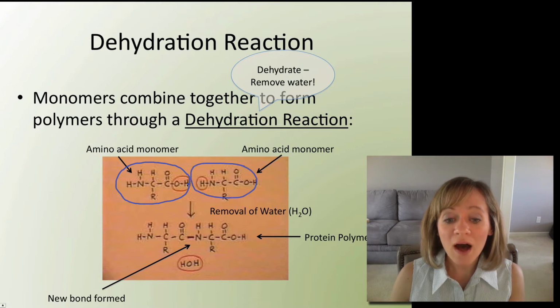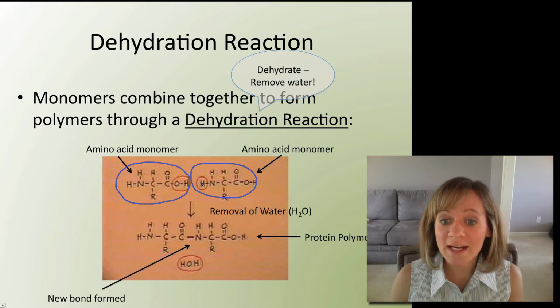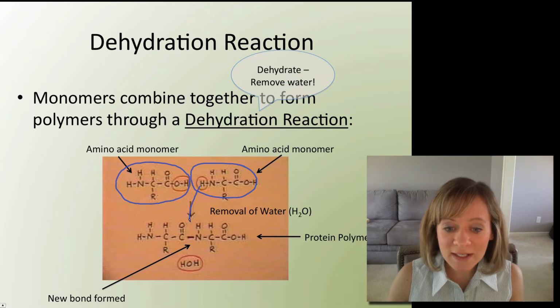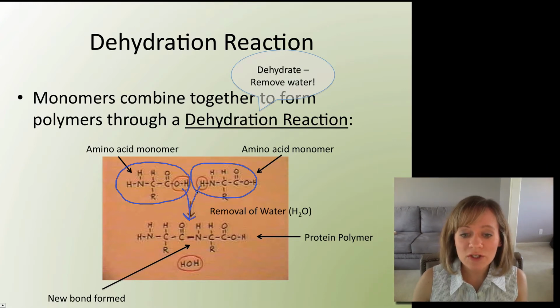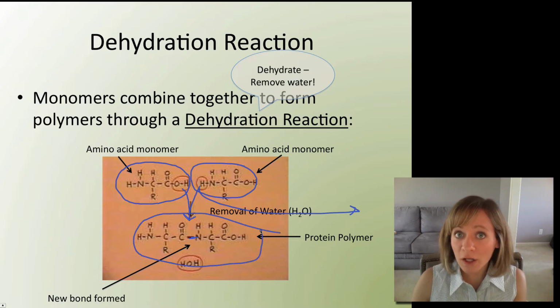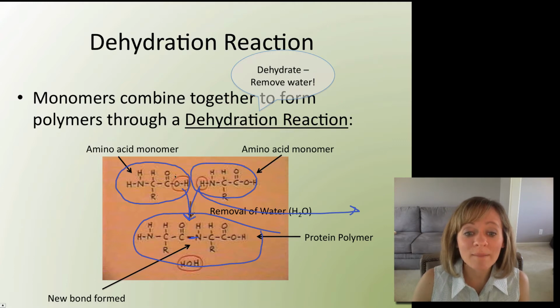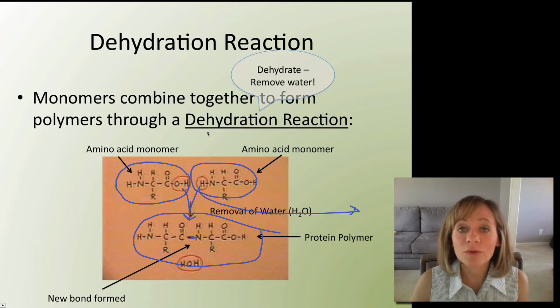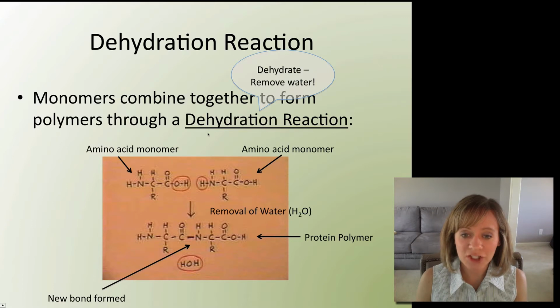And we notice that on either end, we have an OH and an H. And so when they join together, those 3 atoms, oxygen and 2 hydrogens, are going to be removed. So we have a removal of a water there. And now we have the formation of a new bond, which is right here. So this is now our protein polymer that's made up of 2 amino acid monomers through a dehydration reaction.